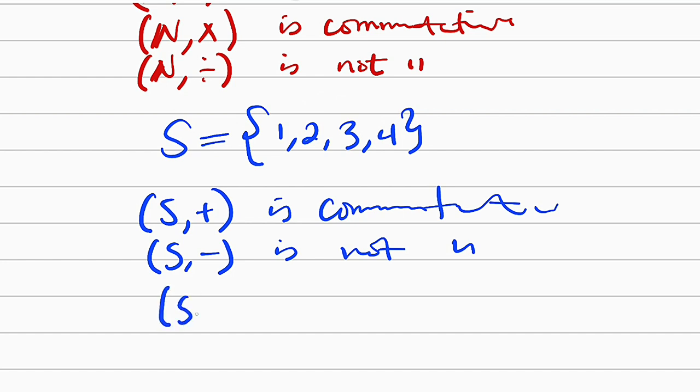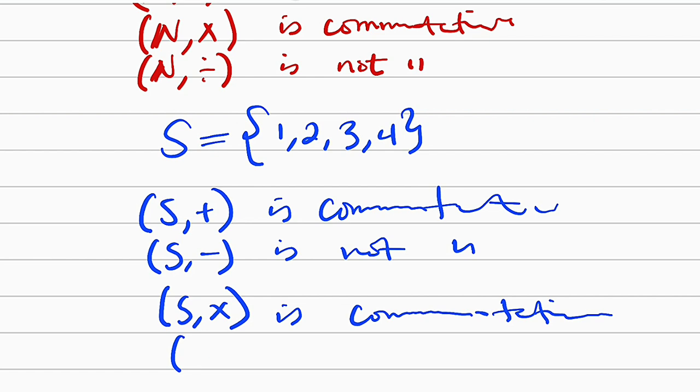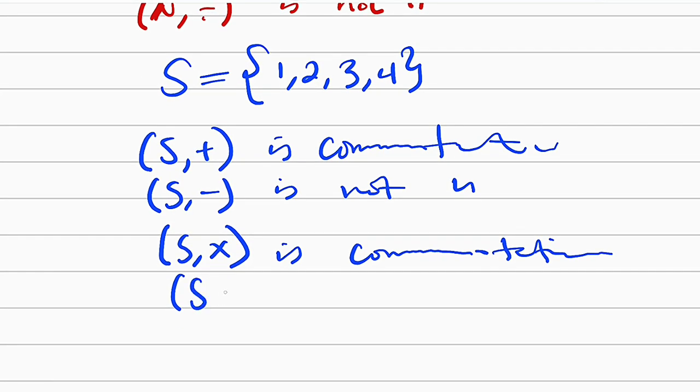Multiplication is commutative. 1 times 4 is the same thing as 4 times 1. 2 times 4 is the same thing as 4 times 2. All right, so this is commutative. And division is not. So you can see that division always fails. Likewise, subtraction.